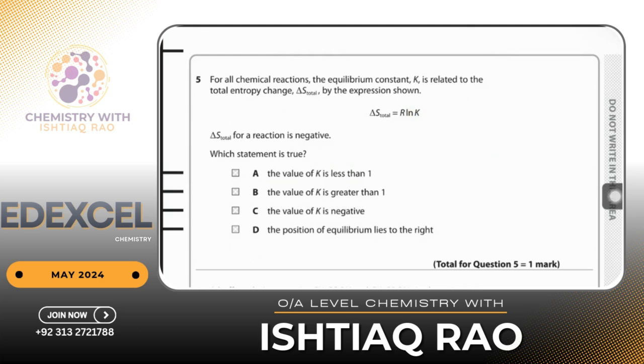So remember, if the value of K is less than 1, because R is a constant, then when you solve it you will be getting a negative entropy change. So that is going to be A.